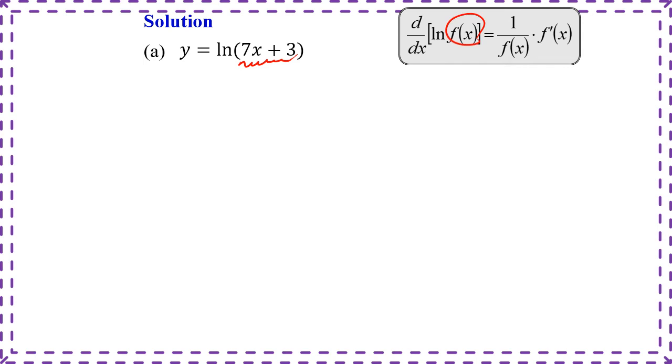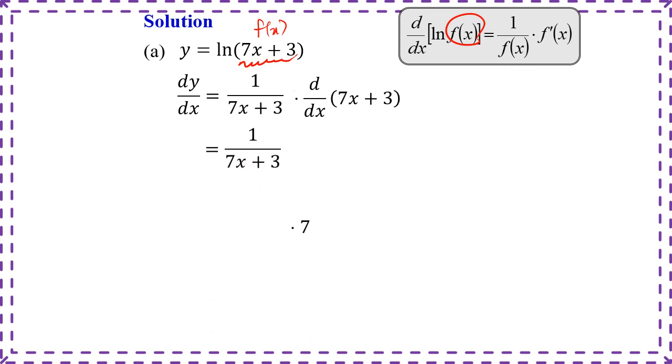So directly applying the formula, it will be 1 over f(x), which is 1 over 7x plus 3, and then multiply with the derivative of 7x plus 3. Okay, so what is the derivative of 7x plus 3? Directly it's equal to 7, so it will be 7 over 7x plus 3. Okay, so this is for question A.